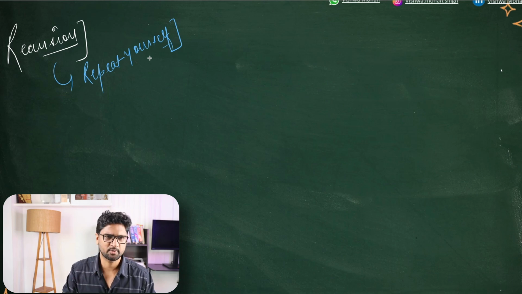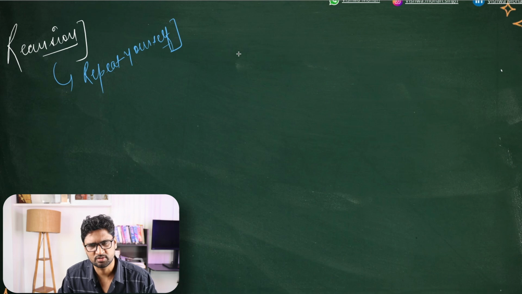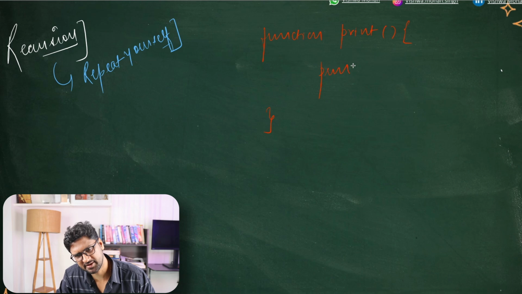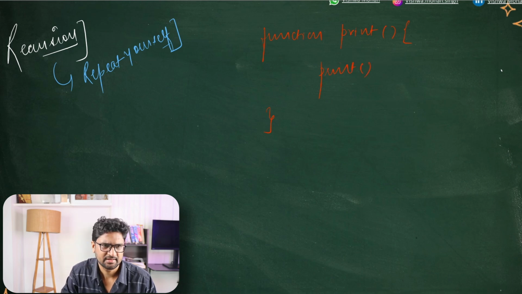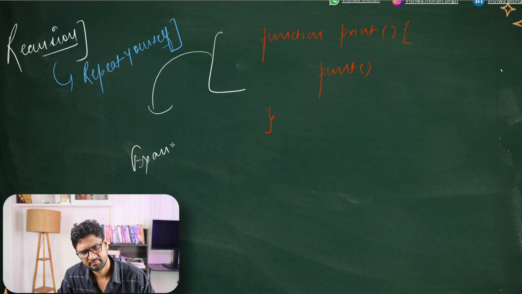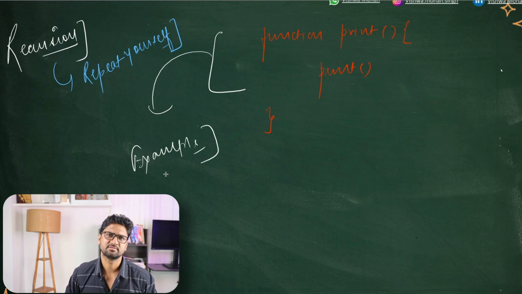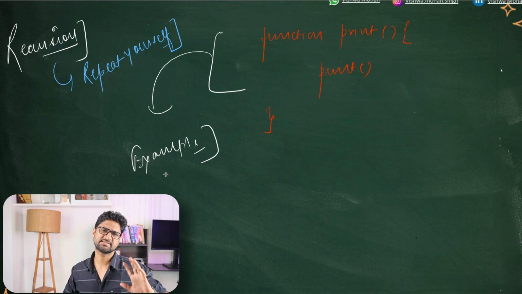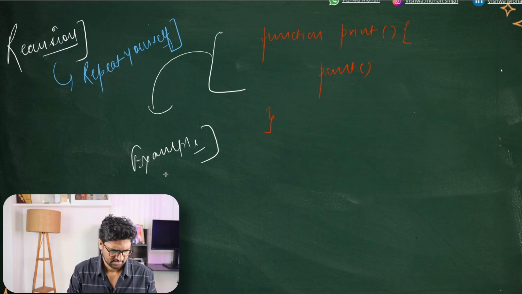And in the world of programming, when it comes to code, when we define a function, let's say I define a function called print. And inside the function, if I call print again, this is typically an example of recursion. What is recursion? A recursive function is one which is called inside another.